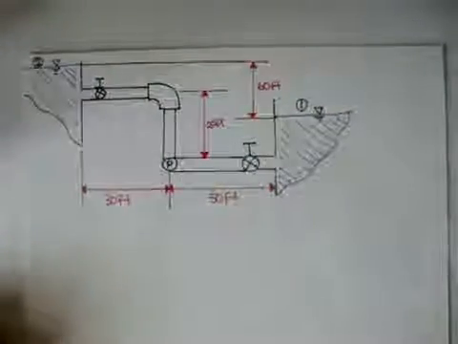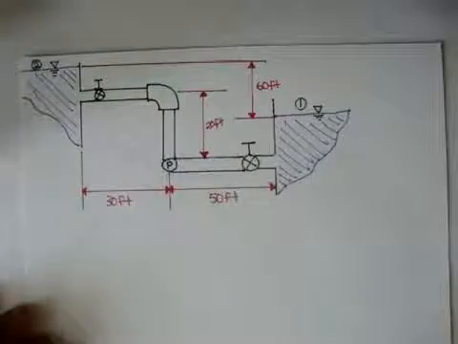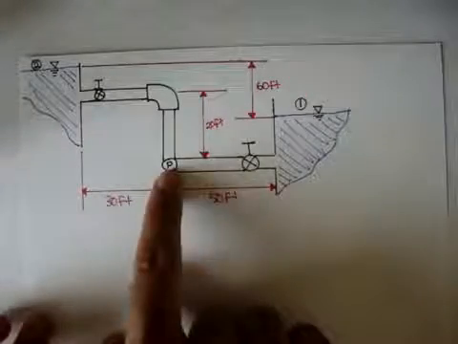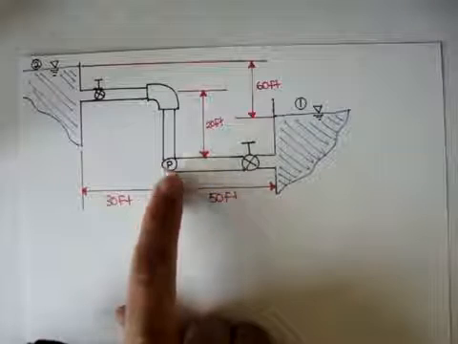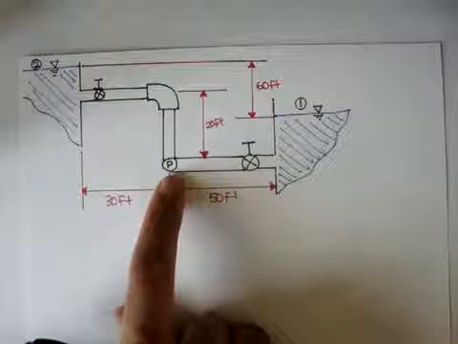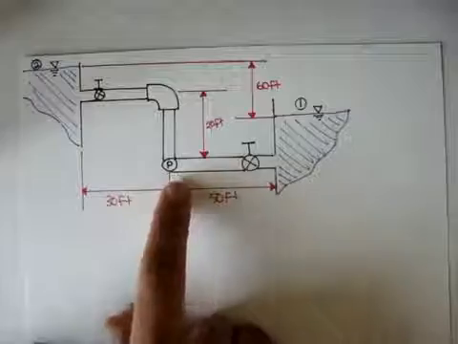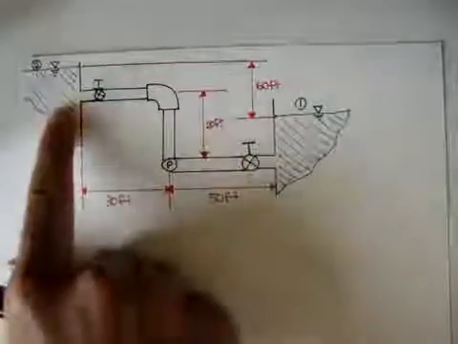Okay? And the question is asking, determine the shaft power needed to drive a 65% efficient pump to maintain a flow rate of 60 gallons per minute from the lower reservoir to the upper reservoir.